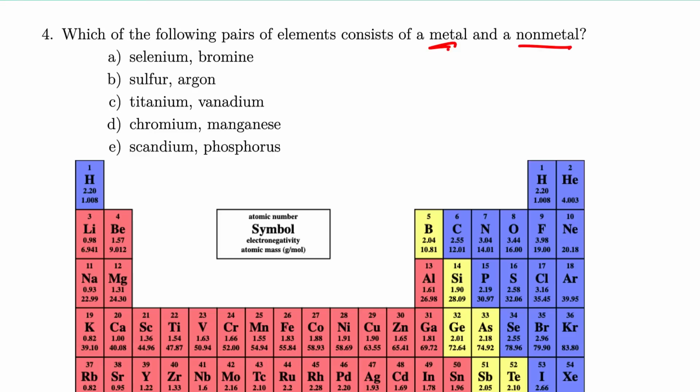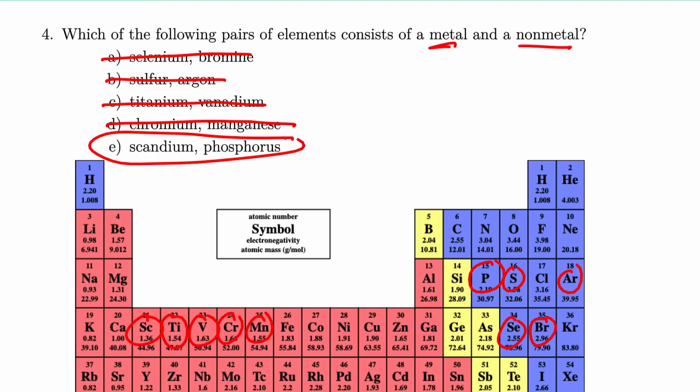Now if we look at it, selenium is a nonmetal, bromine's a nonmetal, and so the answer is not A. Sulfur is a nonmetal, argon is a nonmetal. Titanium is a metal, vanadium is a metal. Chromium is a metal, manganese is a metal. And then we have scandium, it's a metal, and then phosphorus is a nonmetal. And so the answer would be E.